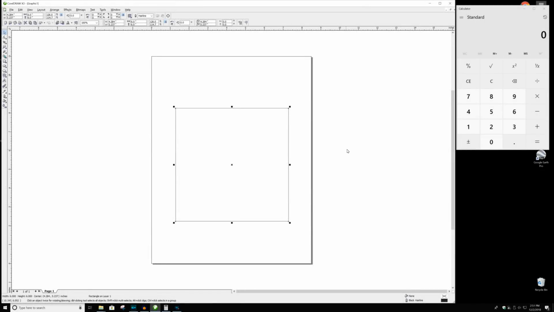Here we are back in CorelDRAW, and you can see up here on the left hand side I'm still adjusted to 6 inches by 6 inches. In other words, 6/1000ths of an inch by 6/1000ths of an inch the other way. At least that's the way I look at it.